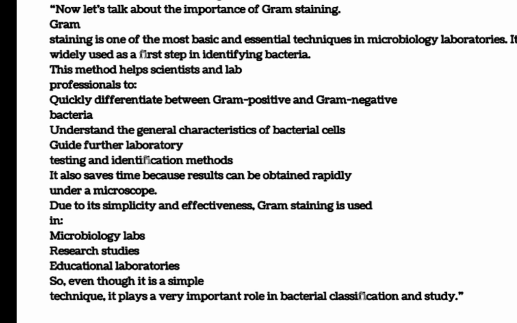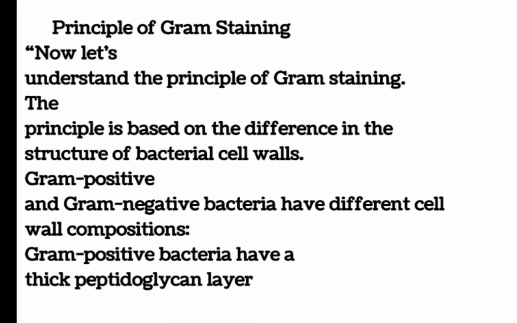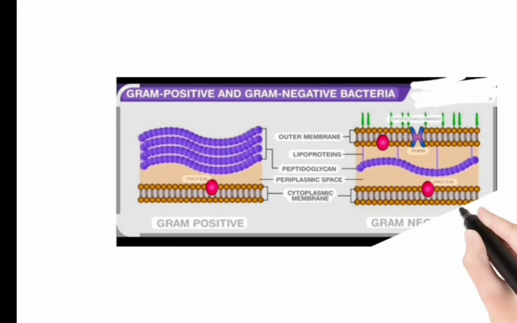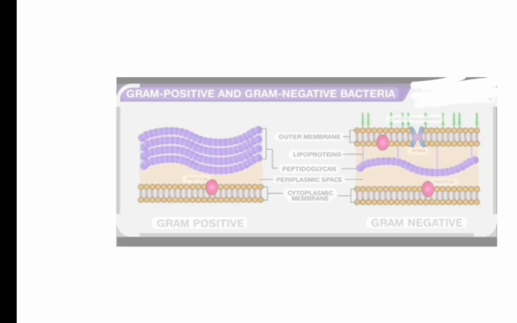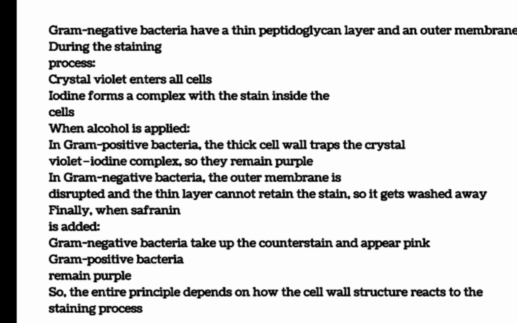Principle of Gram staining. Now let's understand the principle of Gram staining. The principle is based on the difference in the structure of bacterial cell walls. Gram-positive and gram-negative bacteria have different cell wall compositions. Gram-positive bacteria have a thick peptidoglycan layer. Gram-negative bacteria have a thin peptidoglycan layer and an outer membrane.